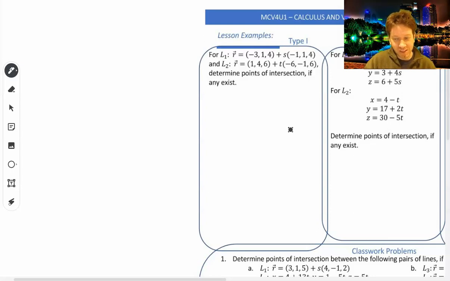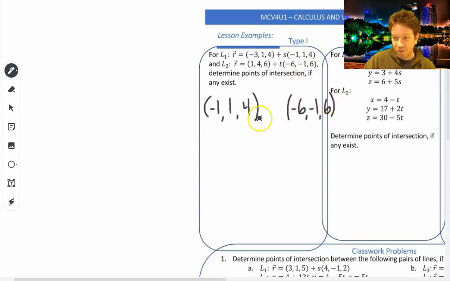So first, notice that if these lines are parallel, they won't intersect. So we can check that right away and look at their direction vectors. For line 1, the direction vector is -1, 1, and 4. And for line 2, the direction vector is -6, -1, and 6. If these lines are parallel, then they should be equal to a scalar multiple of each other. But you can see that's not going to be the case. So they don't equal, therefore not parallel.